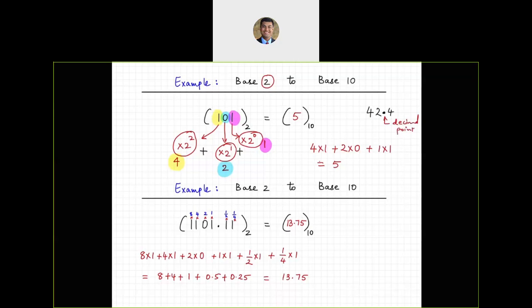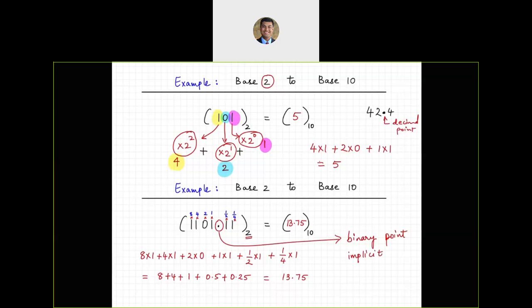So what should we call this guy? This is going to be binary point, because it's a binary number. So binary point is an implicit representation of that fraction part.